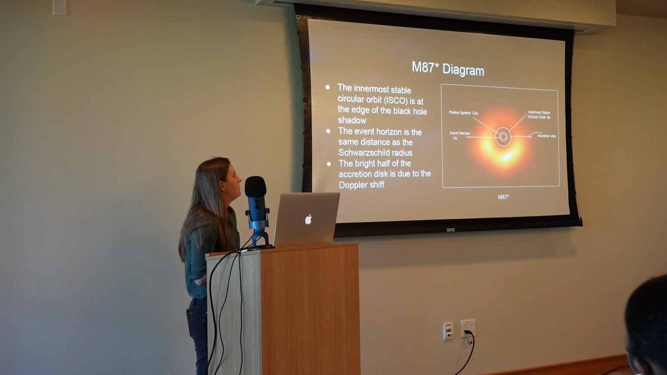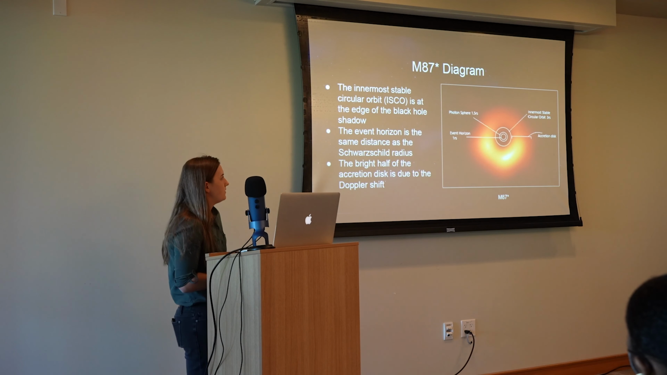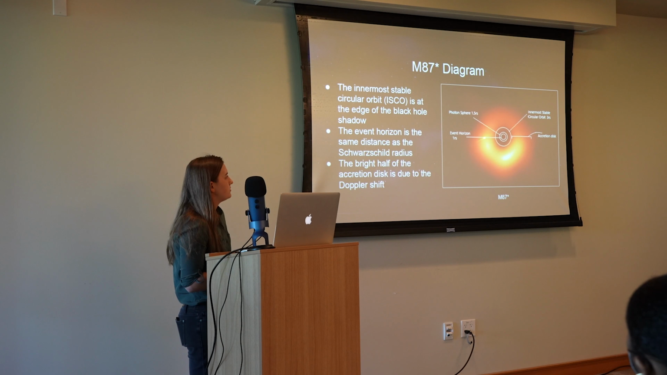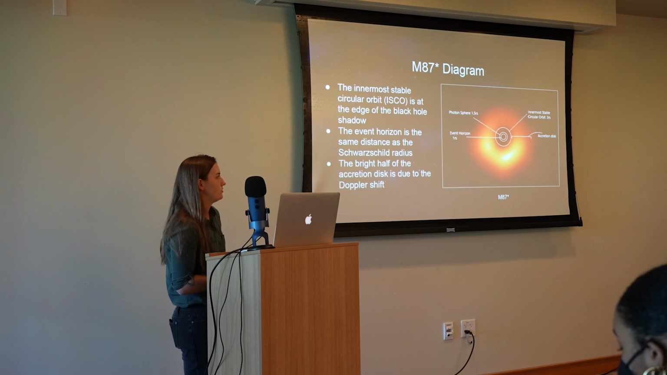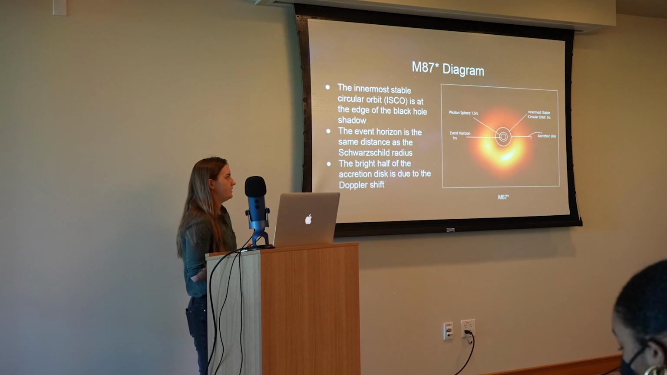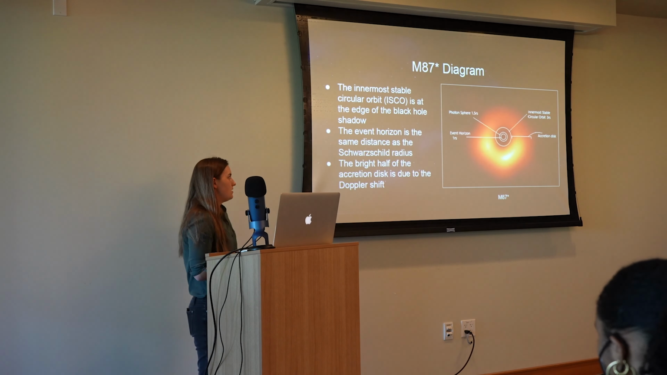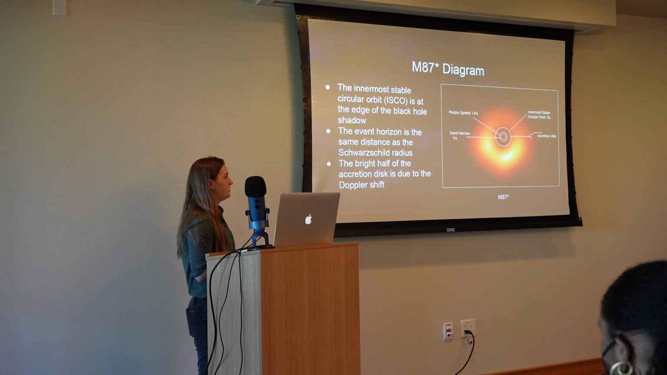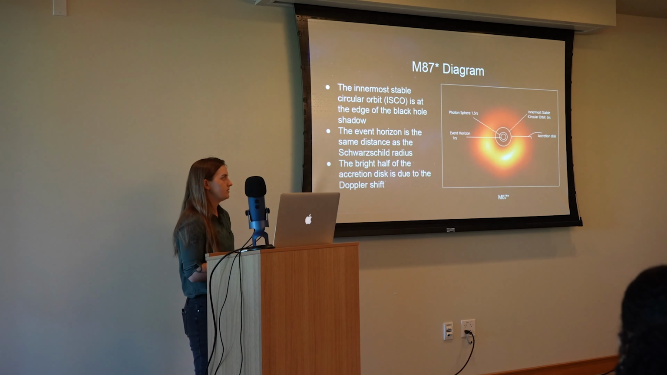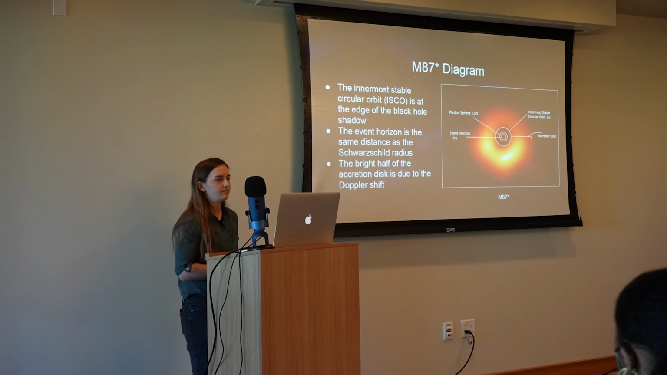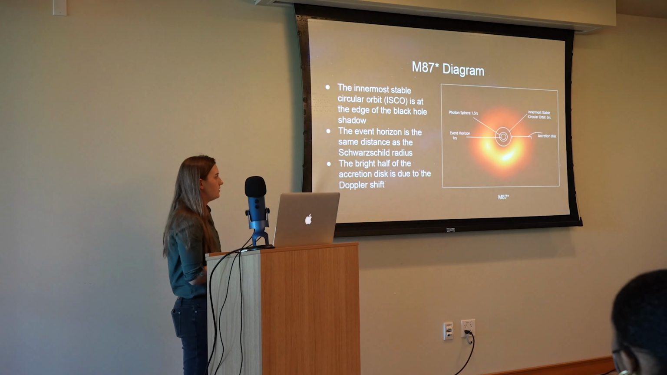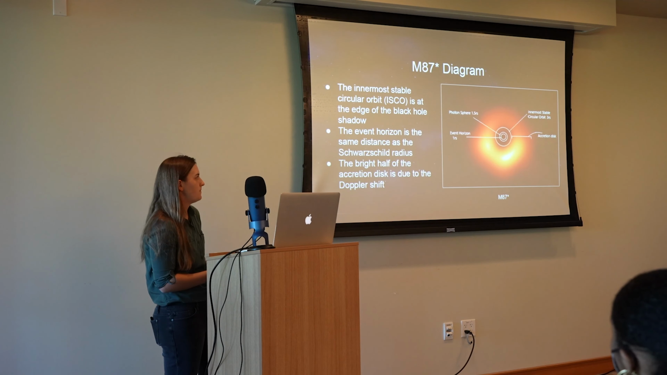This is the same photo of M87, but with some labels added to it. The circle on the outside is for the innermost stable circular orbit, which is abbreviated as the ISCO. And this is where particles will begin to completely orbit inwards towards the event horizon. And this is why the shadow of the black hole starts at the ISCO instead of at the event horizon.